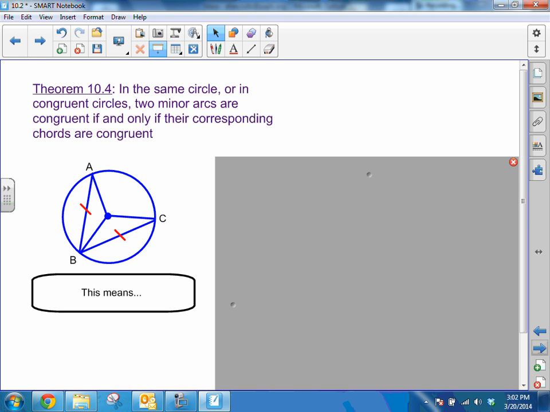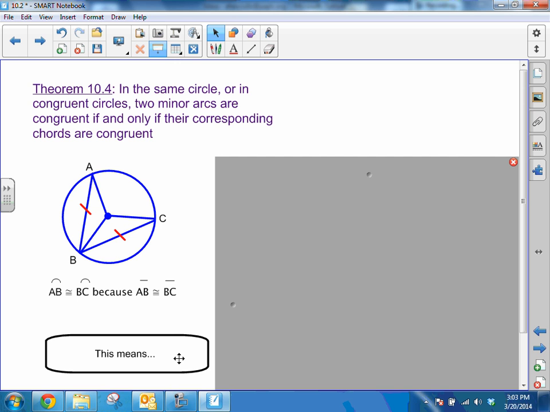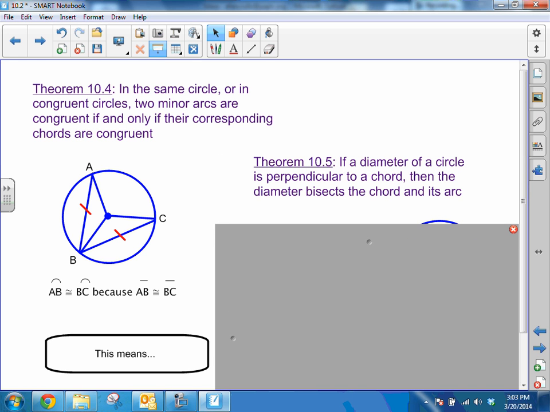Yeah, very good. So this means arc AB is congruent to arc BC, or vice versa. Does that make sense? Okay, so please make sure you draw that picture and write that notation at the bottom. And then we got 10-5.